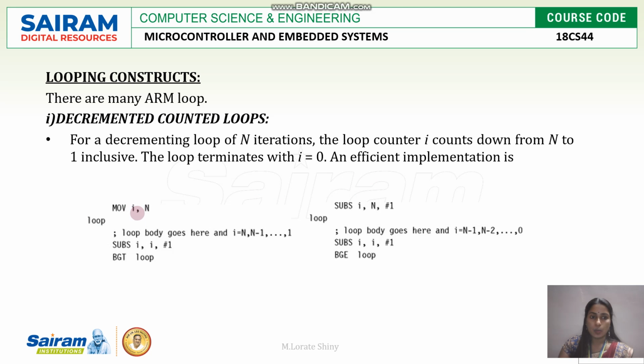You can see here, MOV i, n, the iteration count is moved to i. Then we start the loop body. The first pass goes for i equal to n, the second for i equal to n minus 1, and it continues till i becomes 1. When i becomes 0, it comes out of the loop.